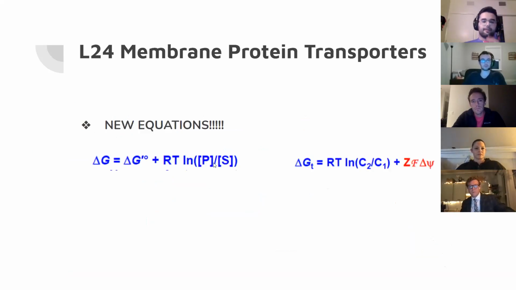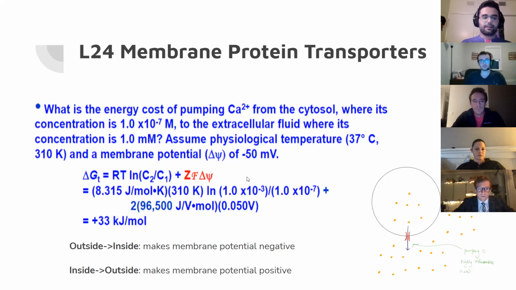Because we have this one, which is basically telling us our delta G non-standard. And this is just our delta G of our transport, okay? So this is just kind of a derivation of this one. What you're going to see right here is that we have our R constant, which is 8.315. We have our 310 Kelvin, which is given to us, ln of our concentration, right? So our C2 is going to be the concentration that we're going towards, or the destination we're going to, which in this case is our extracellular fluid, which is 1 millimolar, which is 1 times 10 to the -3.